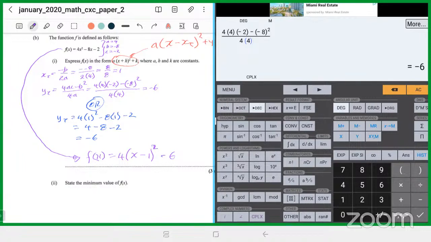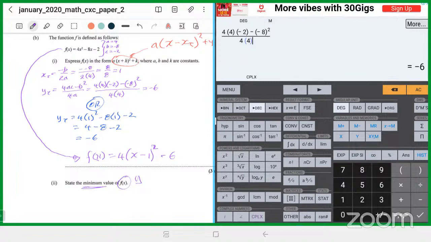So -6, sir. Yes, the y_t value, the lowest y value on the graph. Remember f of x is y, and you want the lowest value of y. The minimum value of y is y_t, the lowest point on the graph. So state the minimum value, just write -6, that is the answer.